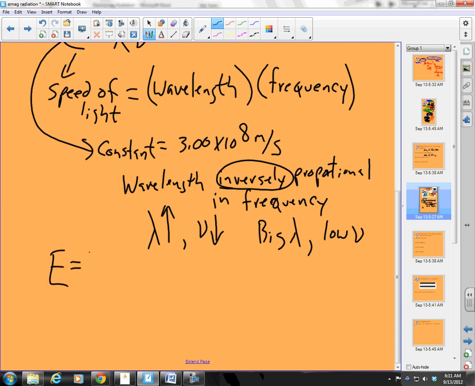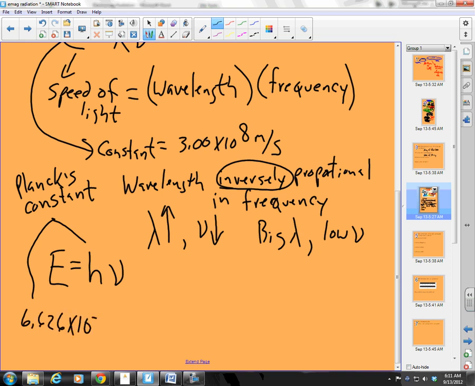Energy is equal to h nu, and h is Planck's constant. We'll learn more about Planck soon enough. That is a number you really don't have to know, but we can say it. It's 6.626 times 10 to the minus 34 joule seconds, a very small number. Now, do you need to know that? No, you don't need to know that. Let's say the energy of a photon is equal to Planck's constant times frequency.